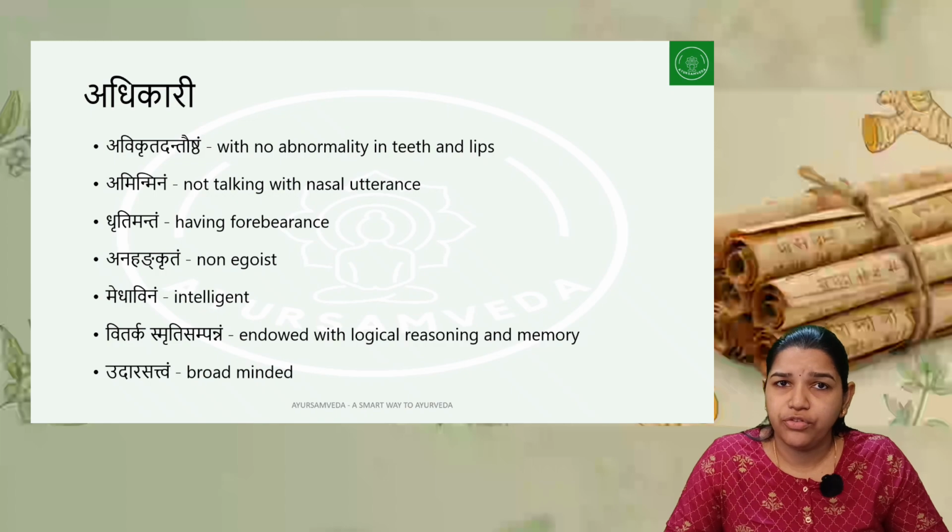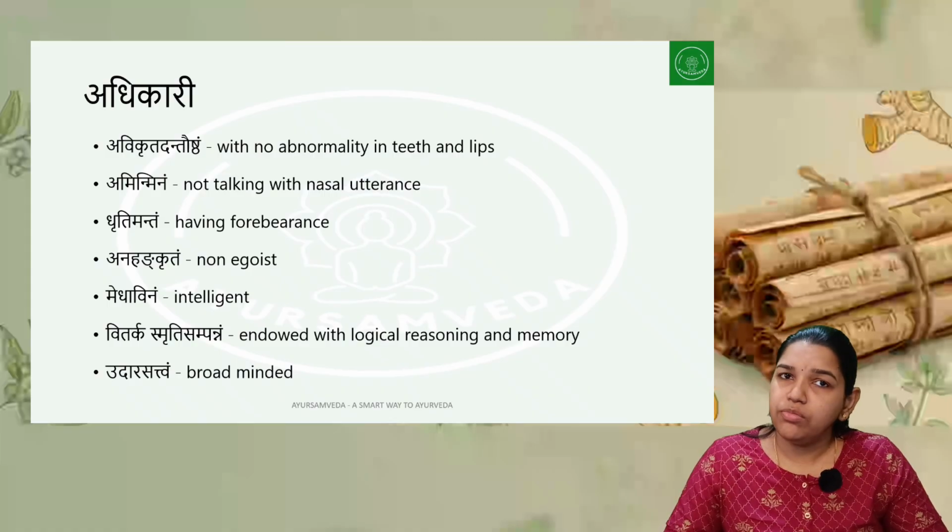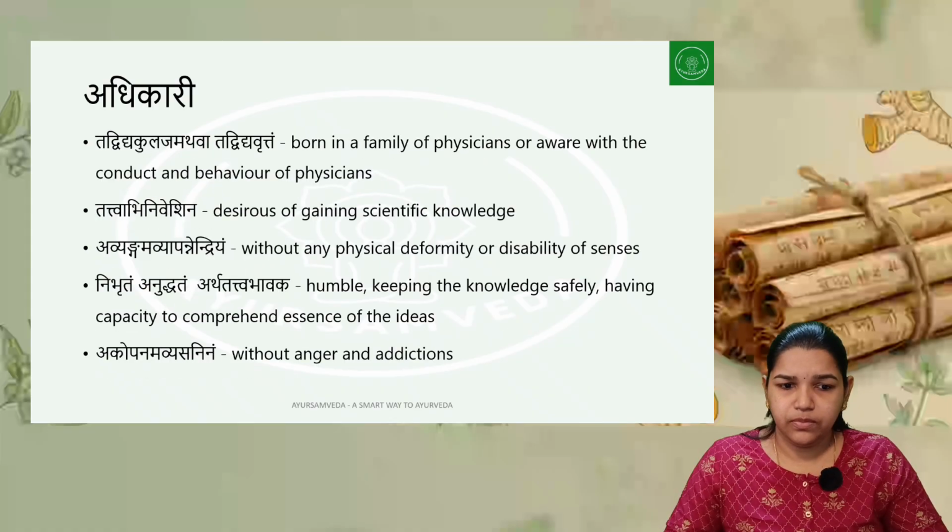Dhridimandam, he should be having forbearance. Then Anahangritam, he should not be having ahankara. Medhavinam, he should be having proper intelligence. Vitarka and Smriti Sampanam, endowed with logical reasoning and proper memory power. Udara Sattvam, broad-minded. Tadvidya Kulajam Athava Tadvidya Vrittam.